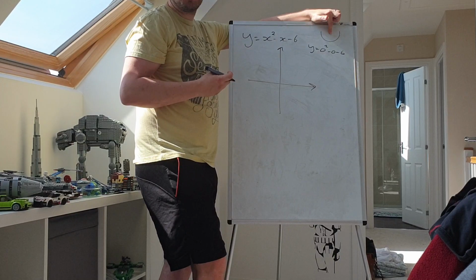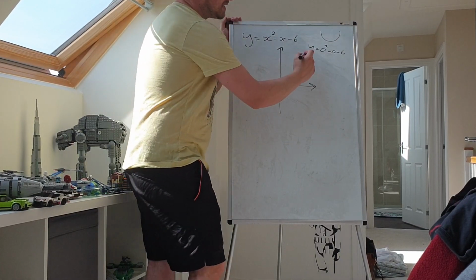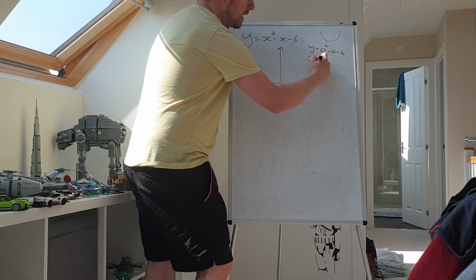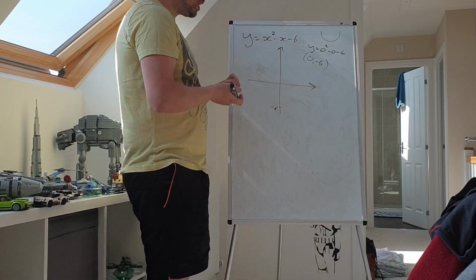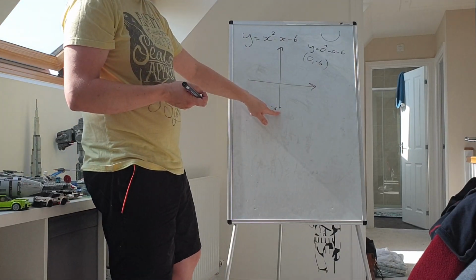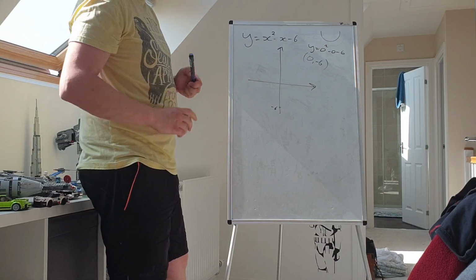So 0 squared minus 0 just disappears. Then we've got this minus 6 on the end. So when x is 0, y is minus 6. So we put in that coordinate there. So we know this is where it's going to go through the y-axis. We know it's going to look like this. So we've got to find out where it goes through the x-axis.